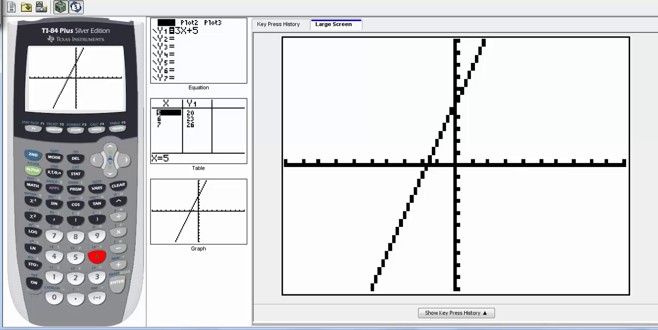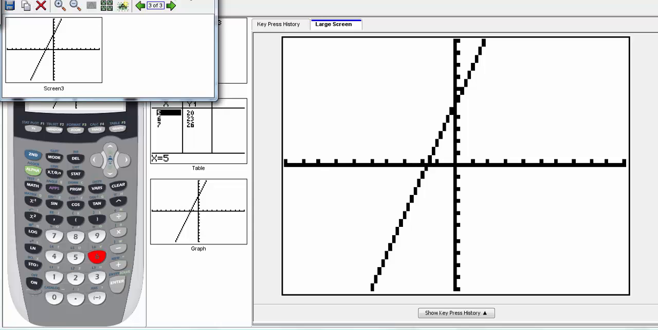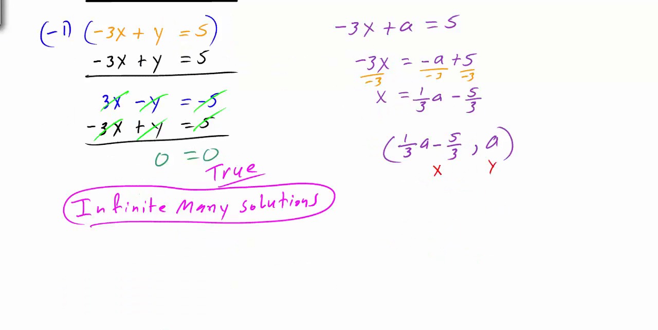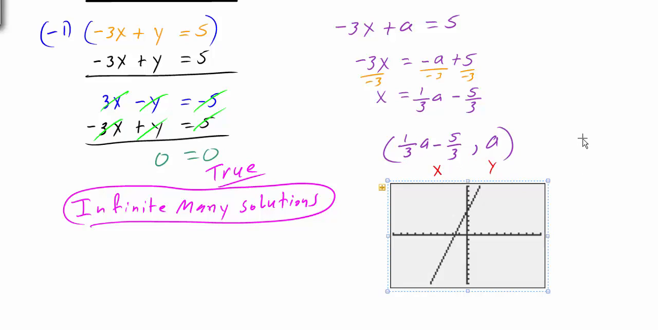So what's going to satisfy this equation is any point that falls on this line, because any point that falls on this line is also going to fall on the other equation because it's exactly the same line. So by using this 1/3 a minus 5/3, comma, a, what we're saying is that's going to give us any point that falls on this line. For example, I'm just going to randomly pick a number here. If we said that your y was 0, then that means the a is 0.